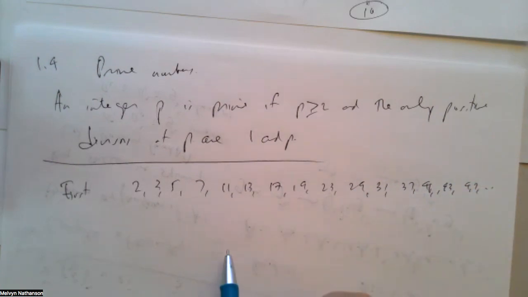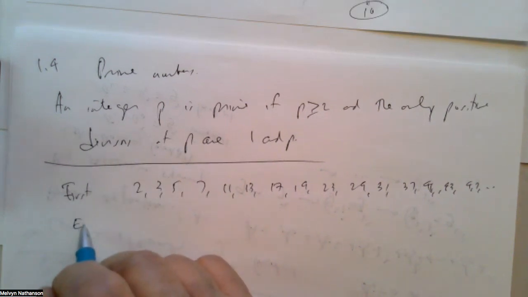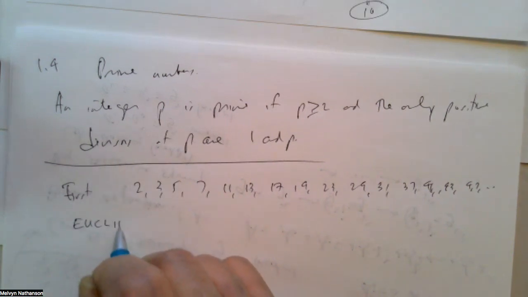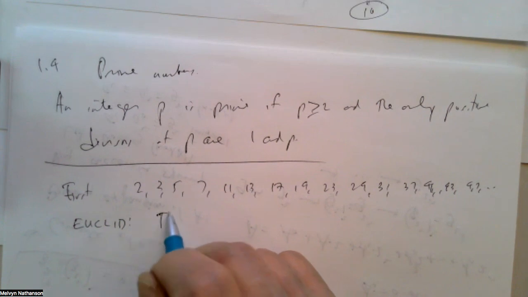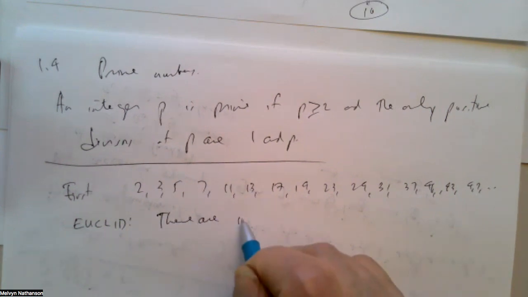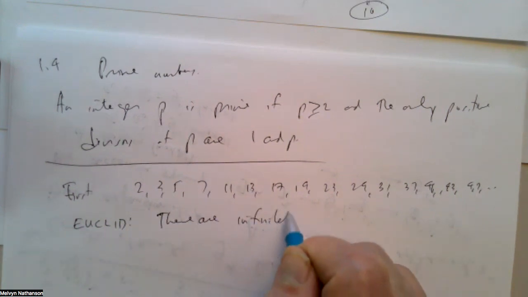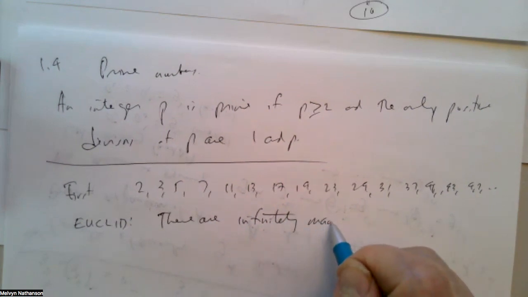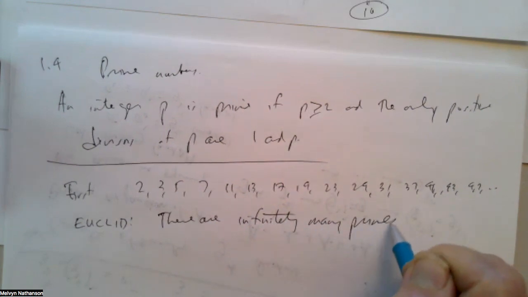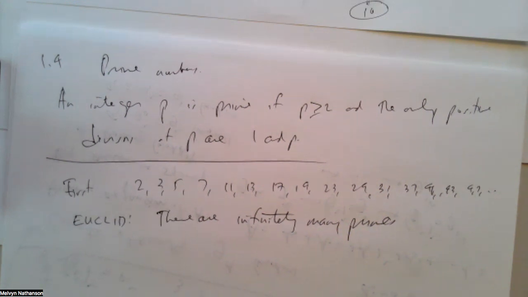There are a lot of them. And in fact, Euclid, 2,400 years ago, proved that there are infinitely many primes. So the sequence of primes goes on forever and forever and forever.